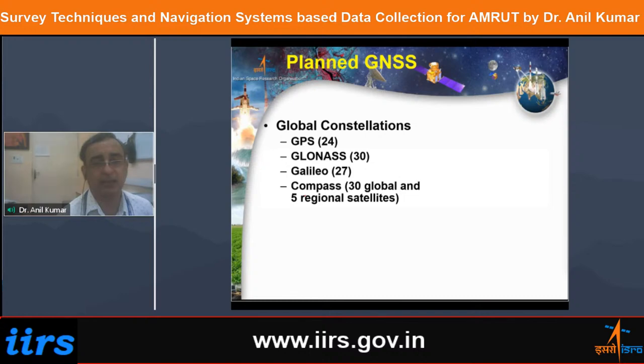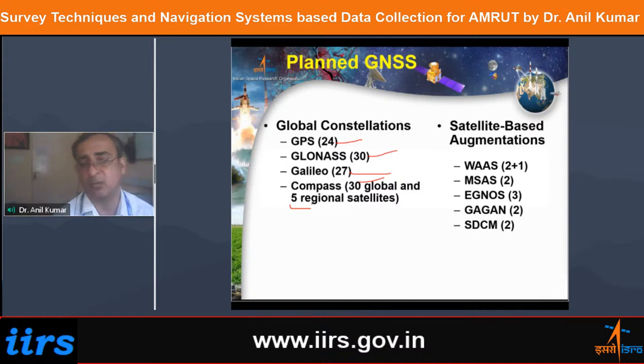So here you can see the global constellations, the global satellites by different countries. GPS requires a minimum of 24 satellites. GLONASS requires a minimum of 30 satellites. Galileo requires a minimum of 27 satellites. Compass requires 30 global and 5 regional satellites.